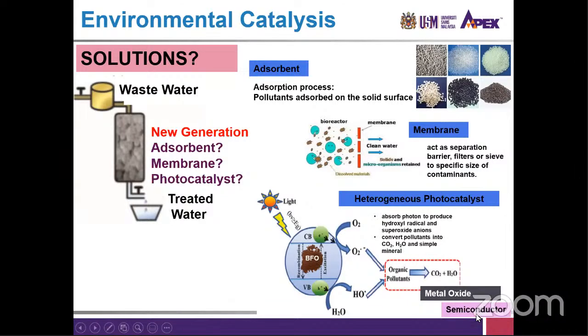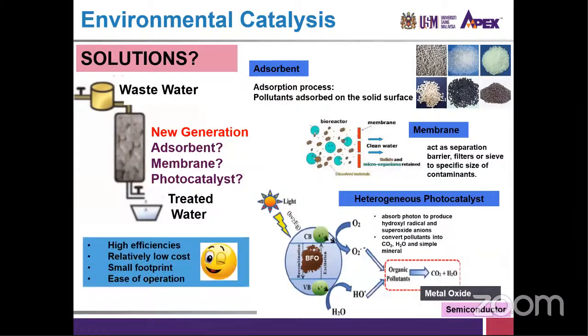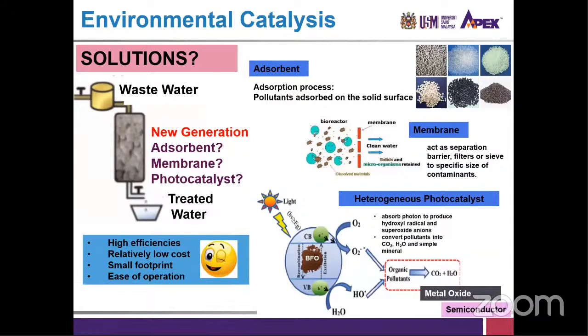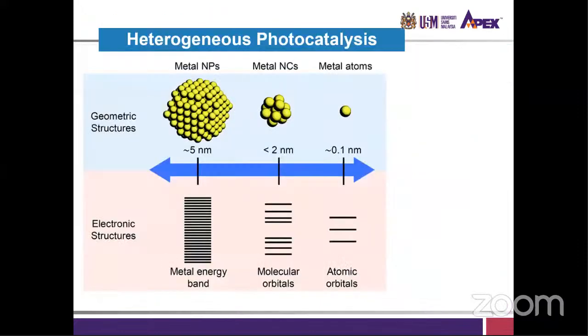Usually we use semiconductor materials, such as metal oxides, perovskite, and so on. We need to ensure that it has high efficiency, relatively low cost, small footprint, and is also easy to operate. All right, so I zoom in on heterogeneous photocatalysis.